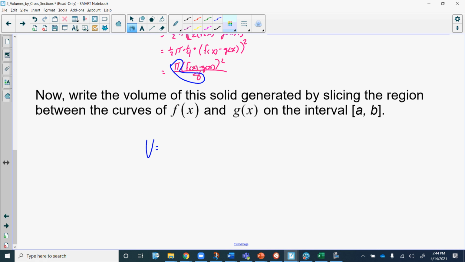So here the volume will be pi over 8, pull out the constant, and we're integrating it on the same interval from a to b. So what's left over is essentially just the radius squared. So we'll say f of x minus g of x squared, as long as we're doing it with respect to x, we'll say dx. If we were doing it horizontally, to be perpendicular to the y-axis, we would say dy and all of that stuff.